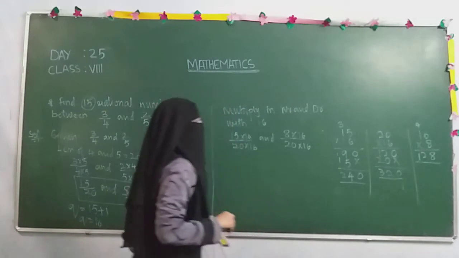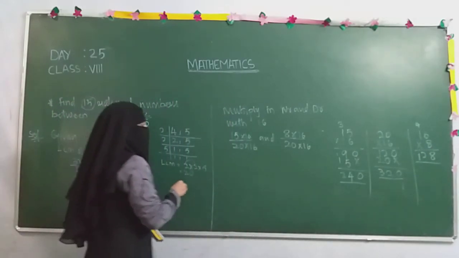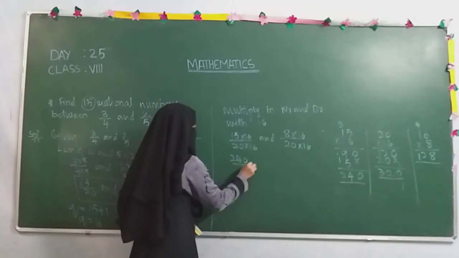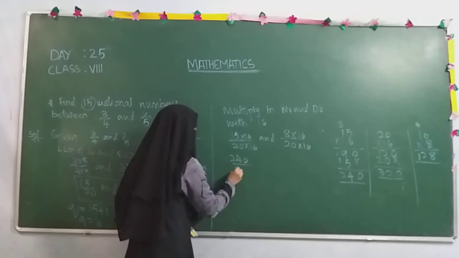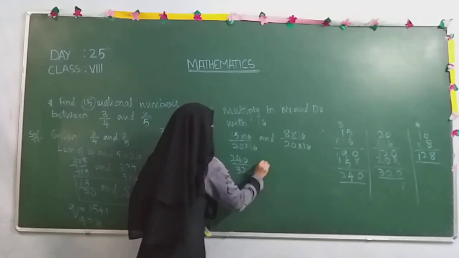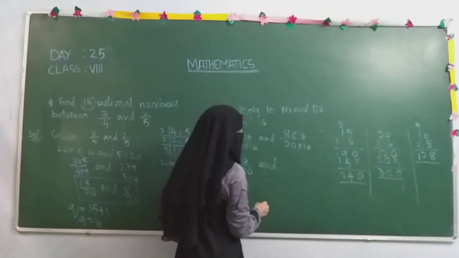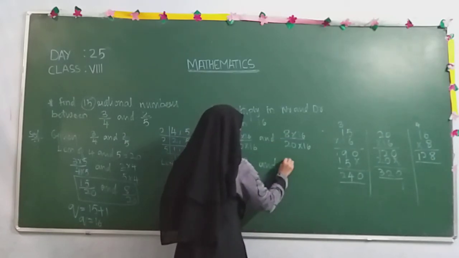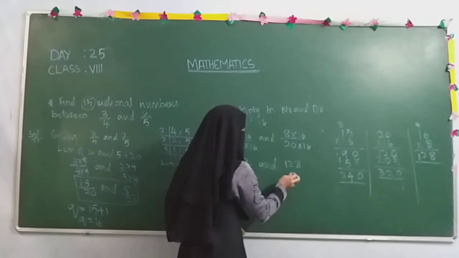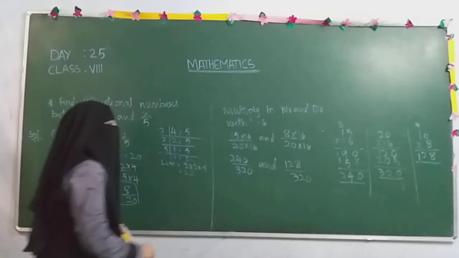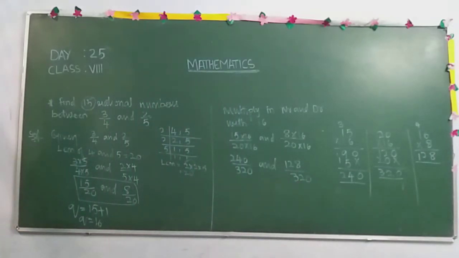Okay. Now we have multiplied here. Now we need to substitute those values. 15 into 16, how much is it? Exactly, it is 240 by 320. And here 8 into 16, how much did we get? 128. 128 by 320.